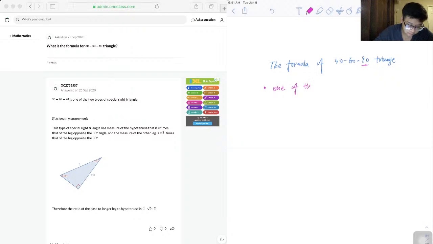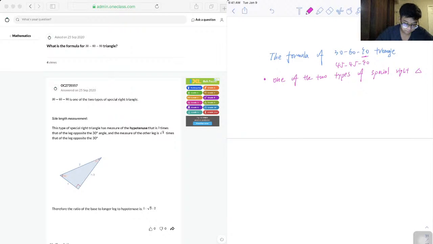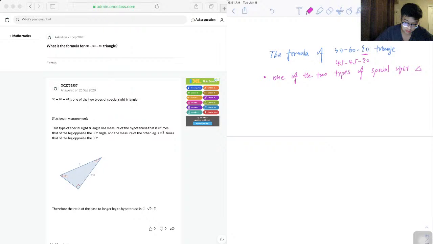One of the two types of special right triangle. And the other type will be the 45, 45, 90. Yep. And let's draw this triangle.